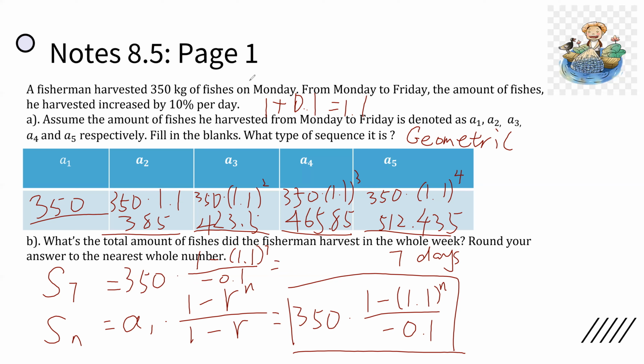Okay, so the question asks you to round your answer to the nearest whole number. If you do that, that will be about 3,321. Okay. So that is the total amount of fishes the fisherman harvested in the whole week.